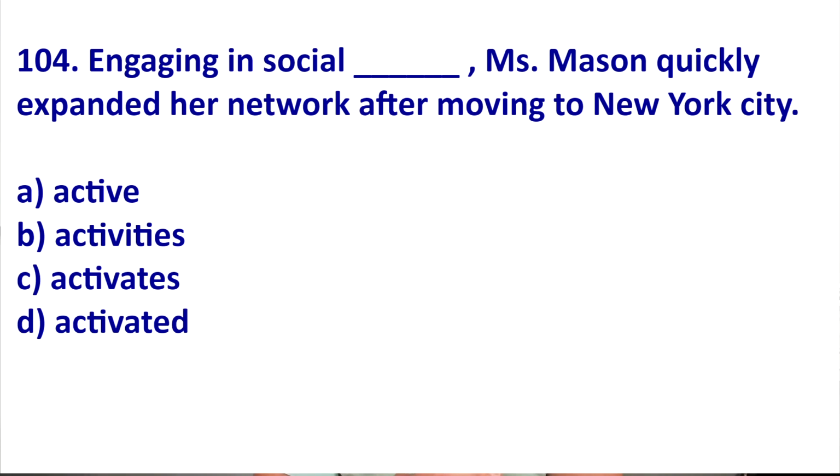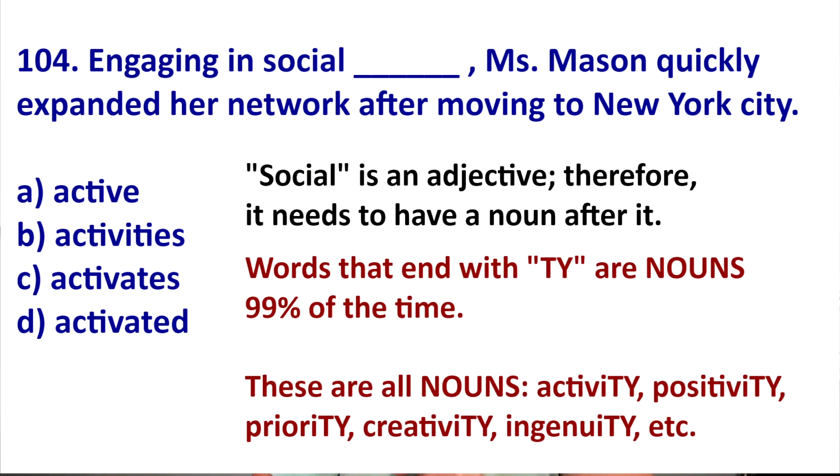It says, engaging in social blank, Ms. Mason quickly expanded her network after moving to New York City. So, you must have a noun here. You know that. Active is not a noun, so A is incorrect. Activates, which is C, is a verb, so that's incorrect. And activated is also a past tense verb, so that's incorrect. You need a noun, and the noun here is activities.